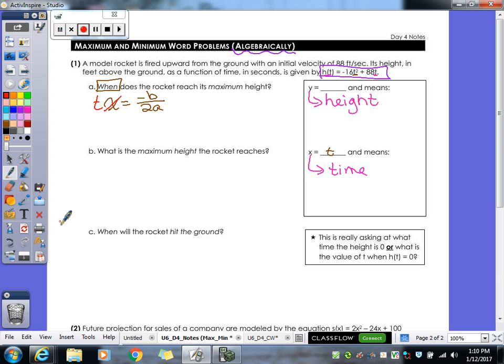So in our equation over there, what is our B value? Our B is an 88. So I have to put a negative in front of it. So negative 88 over. What's our A value? Negative 16. So it's 2 times negative 16. If I multiply those in my denominator, I get negative 88 over negative 32. So let's have you divide that out. I believe we get a decimal.